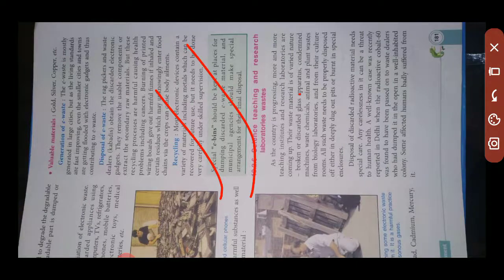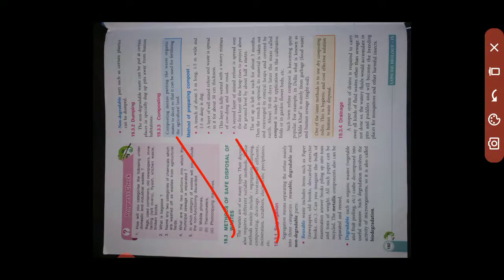Now, science teaching and research laboratory waste: this means the waste produced from the laboratory. From the next page, method of safe disposal: segregation. You just segregate it into reusable, degradable, and non-degradable. Which one is reusable, you can separate it and reuse it. Degradable means organic waste, generally vegetable and fruit peelings. Microorganisms are involved in the activity; it is called biodegradation. Very important. Non-biodegradable parts, such as plastic and others, can be dumped.